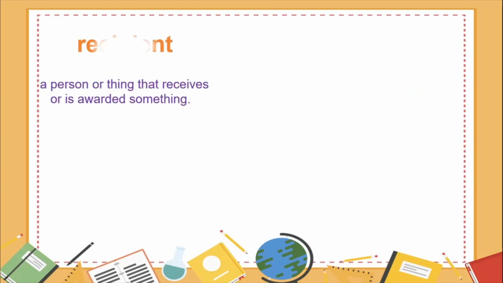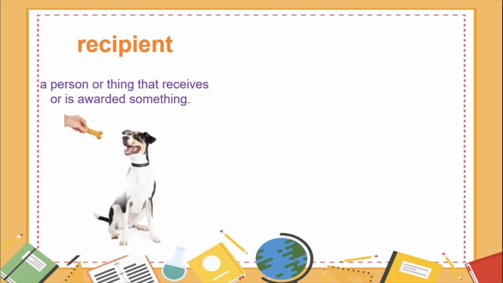So let us see some meanings here now. So what is the meaning of a recipient? So a recipient means a person or a thing that receives or is awarded something. So you know there is a person who gives the award and there is a person who gets the award. So the person who gets something is called as the recipient. So see how it is said, it is a big word. It is a recipient.